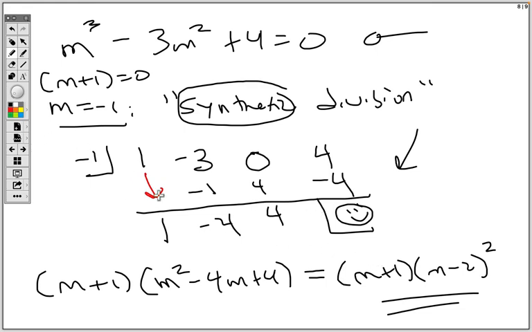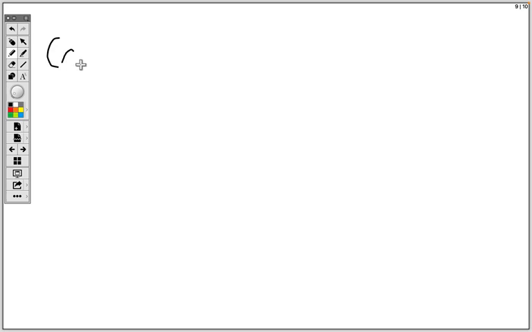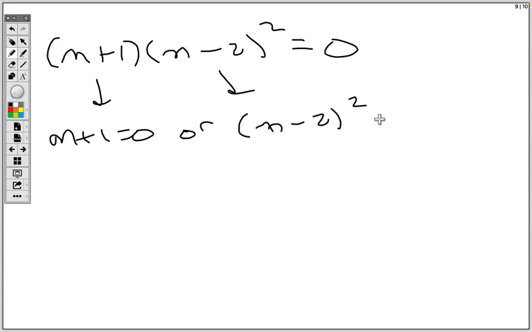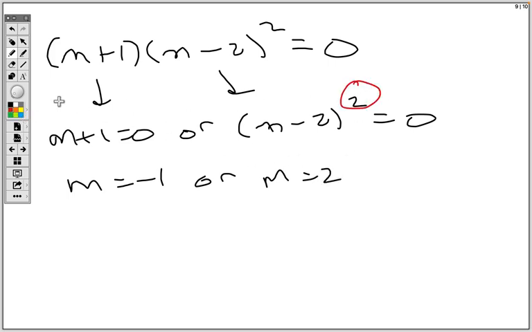Anyway, the point is, here we go. I can now factor this polynomial, and then I can split it. So either m plus 1 is 0, or m minus 2 squared is 0. So m is -1, or m equals 2. But since it's a quantity squared, this is going to be duplicated. So it's going to be what they say has algebraic multiplicity of 2.